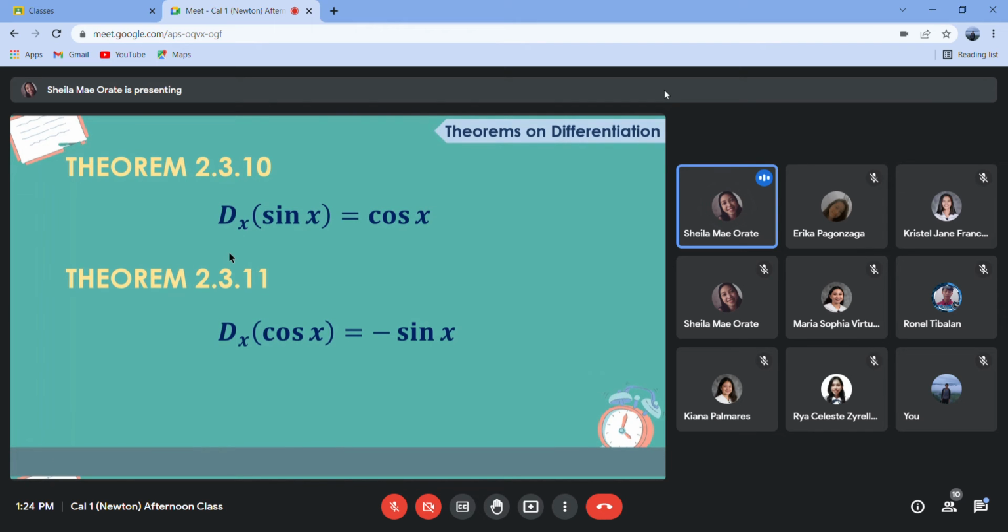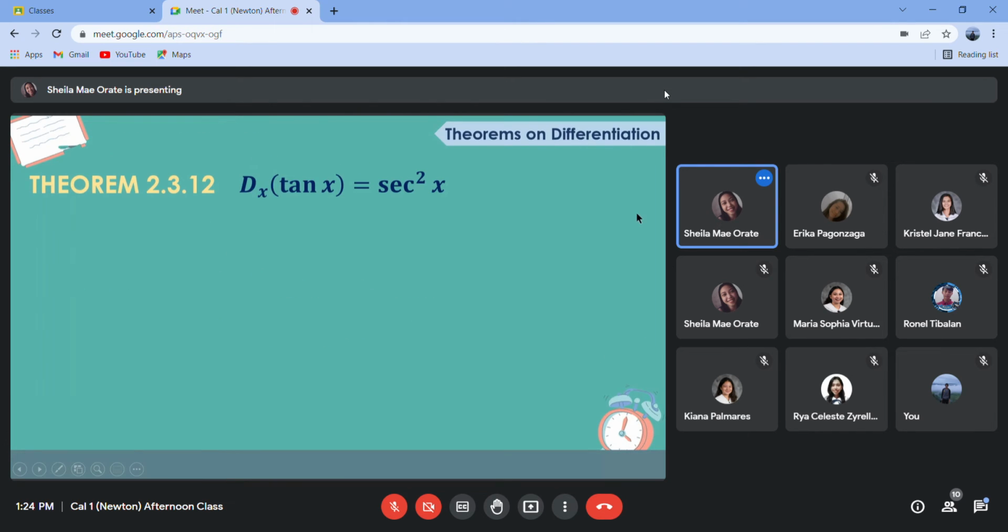Next theorem, we have the derivative of tangent x is equal to secant squared x. Okay? The derivative of tangent x is secant squared x. While the derivative of cotangent x is equal to negative cosecant squared x. You have to remember this. Actually, it's a bit confusing to memorize the formulas, so it gets confusing right away.